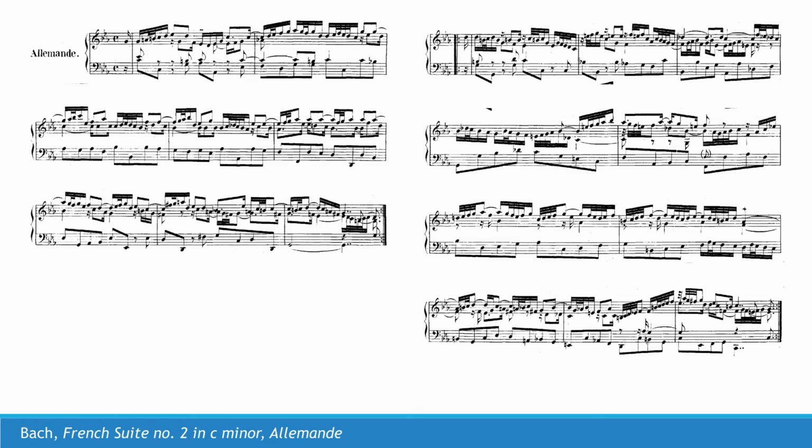All right, let's do another one. This time we're going to take a look at Bach French Suite No. 2 in C minor, the Allemande movement. Let's have a listen.